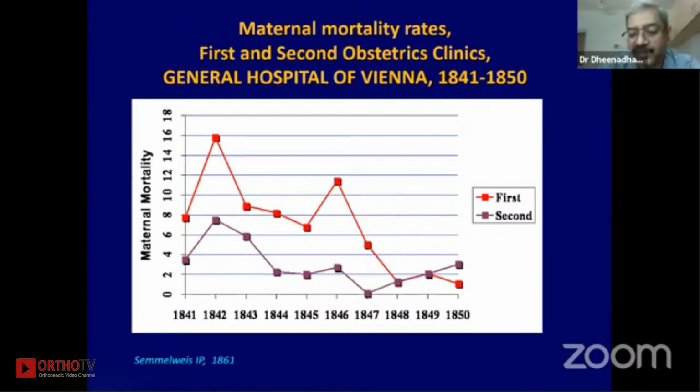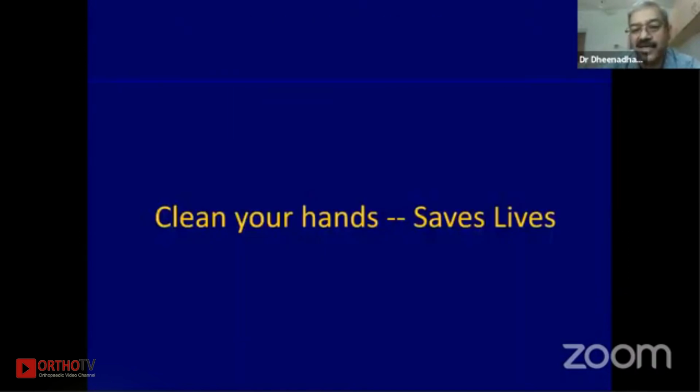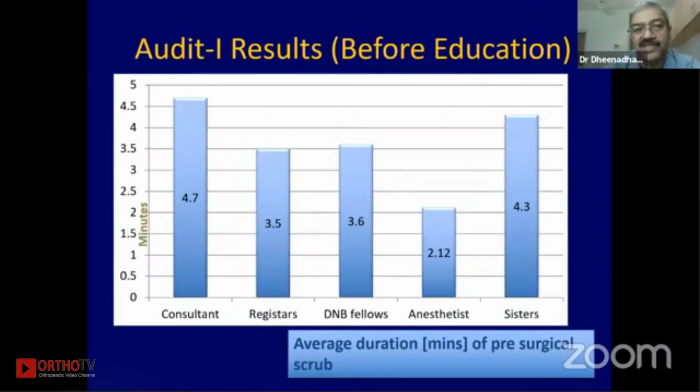So it has been proven that this is the single most important, dramatic event which showed that you have to clean your hands very well. Clean your hands, it saves lives. And this one message is very important. So let us look at it.